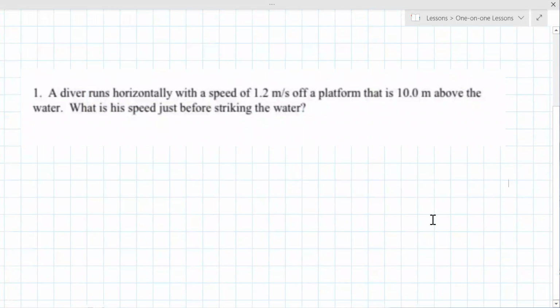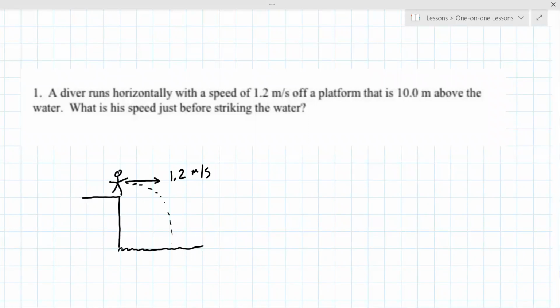Have you tried drawing a picture for this? Not yet. Yes. All right. So the picture is important, just like in the other problems. The person's running in this direction to the right, and they come down and they go splash right in the water. Are you with me? Yes. All right. Great.